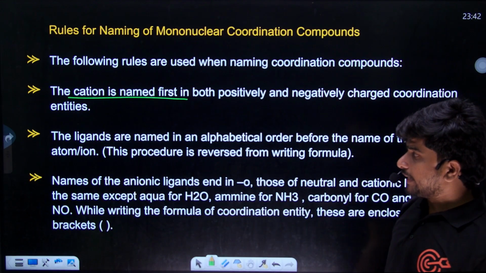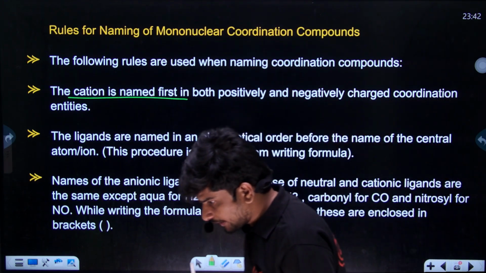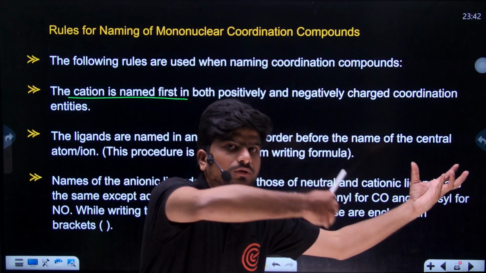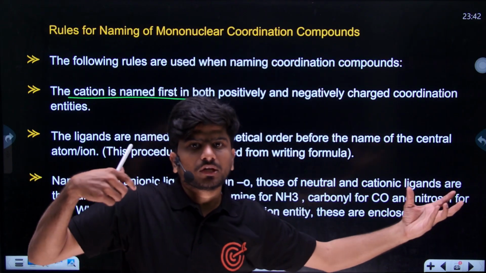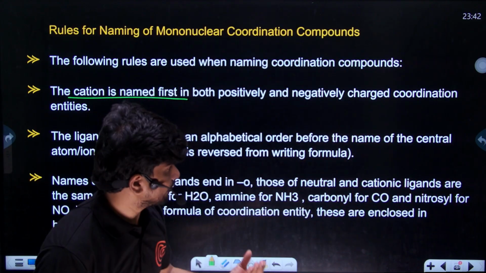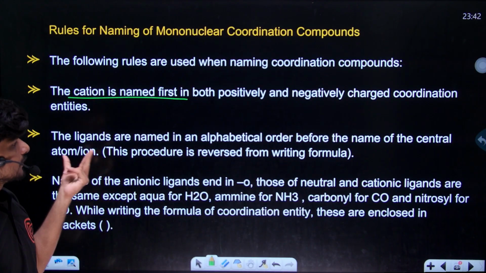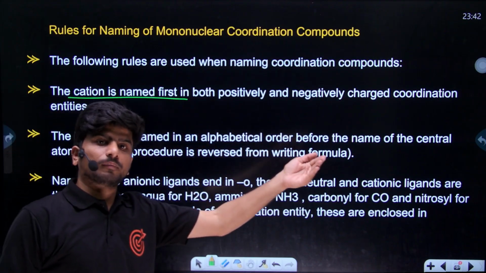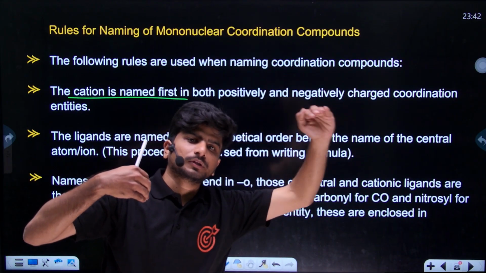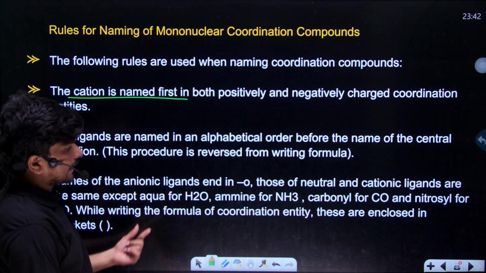Next, the ligands are named in alphabetical order before the name of the central metal atom. So before you write your central metal atom name, you will be writing all the ligand names. Just like in organic chemistry, you write all the substituent names before the main functional group. In the same way, you will be writing ligands in alphabetical order before the name of the central atom. This procedure is reversed while writing the formula. When you write your formula, you put the central atom first and then put your ligands next to it.